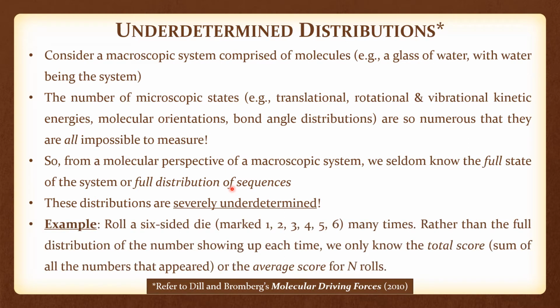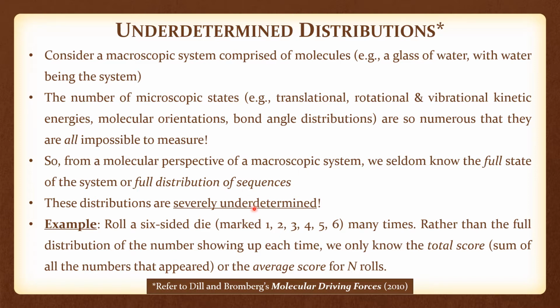Now, we are going to take up yet another oversimplified system, again something similar to a coin toss. We are now looking at a die that is being rolled. To understand what this underdetermined distribution means, S equal to minus k sigma p_i ln p_i, or S equal to k_B ln omega, what does this mean for an underdetermined distribution?